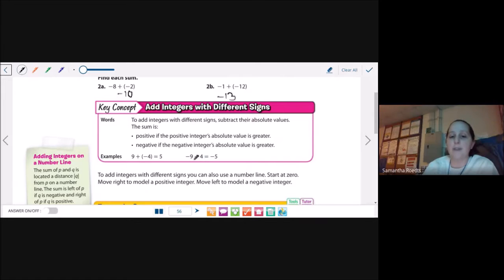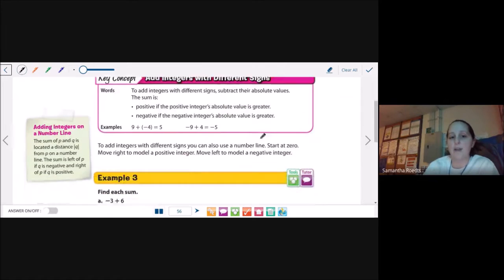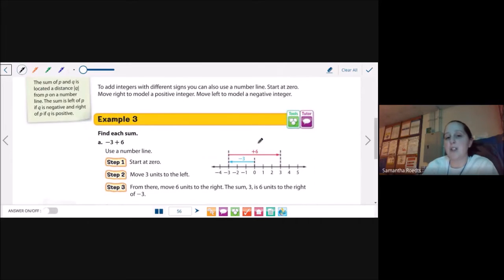-9 plus 4. 9 minus 4 still gives me 5. 9 is the larger number, 9 is negative, so my answer is negative. To add integers with different signs, you can use a number line. Start at 0, move right to model a positive integer, move left to model a negative integer.